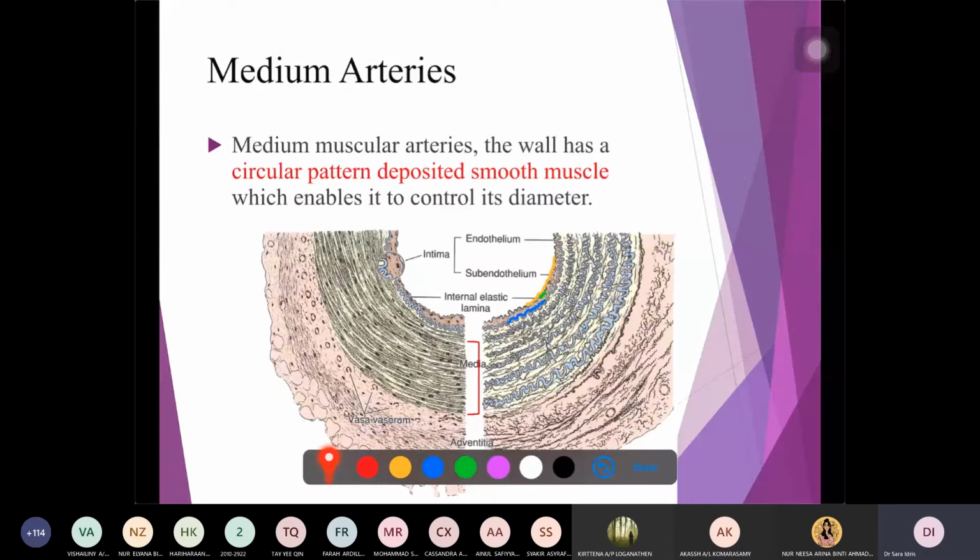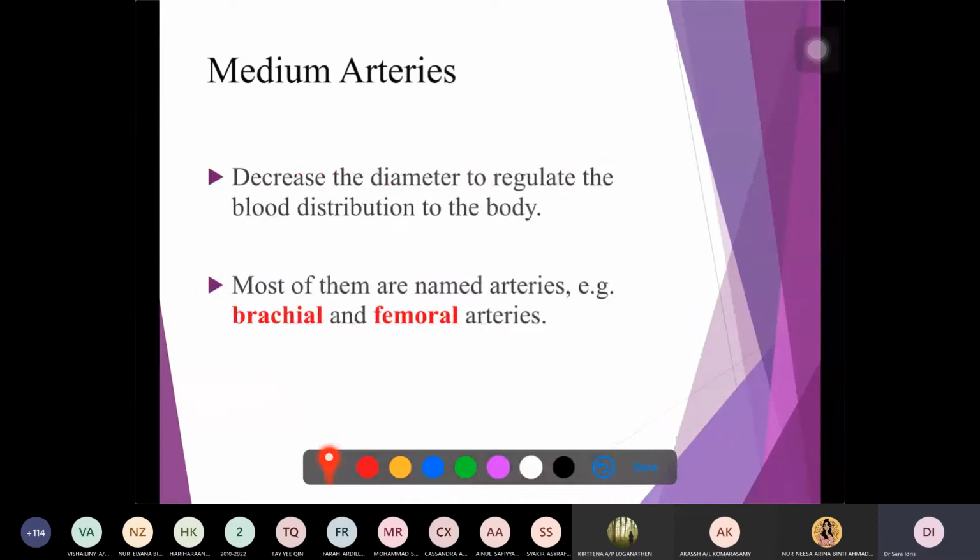When you have this ability to regulate your vessel's own diameter, you can help to distribute blood throughout the body. Muscular arteries are all your named arteries, like your brachial artery, the femoral artery, the popliteal artery in your lower limb, or in your upper limb, you have your brachial artery and your radial artery. All of these are muscular arteries.